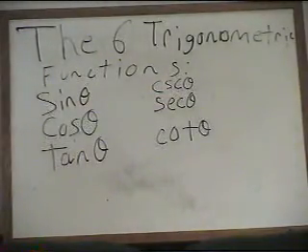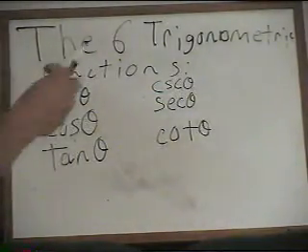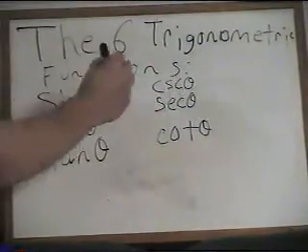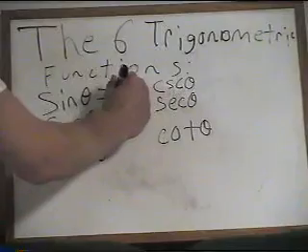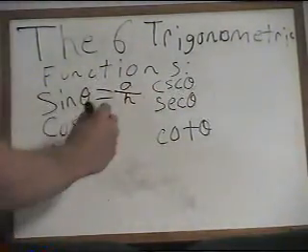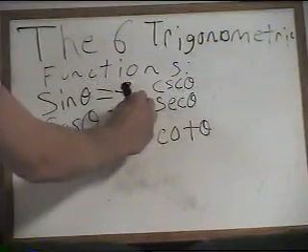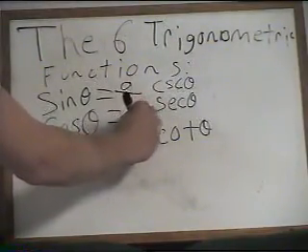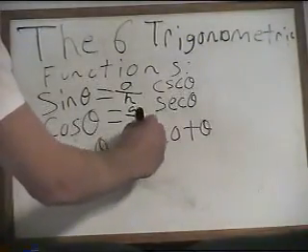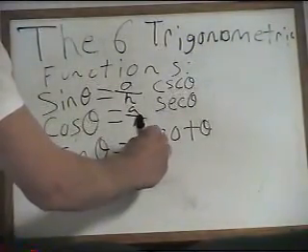So first of all, like we covered earlier, sine is the ratio for the opposite side of a triangle over the hypotenuse. Cosine is the ratio for the adjacent side over the hypotenuse. Tangent is the ratio for the opposite side over the adjacent side.